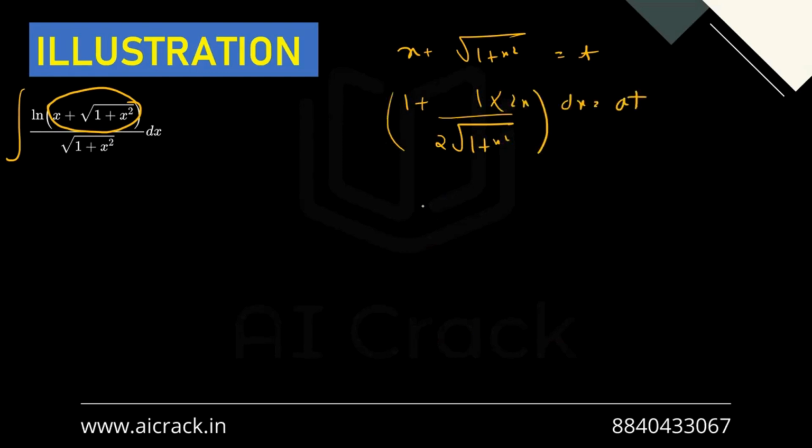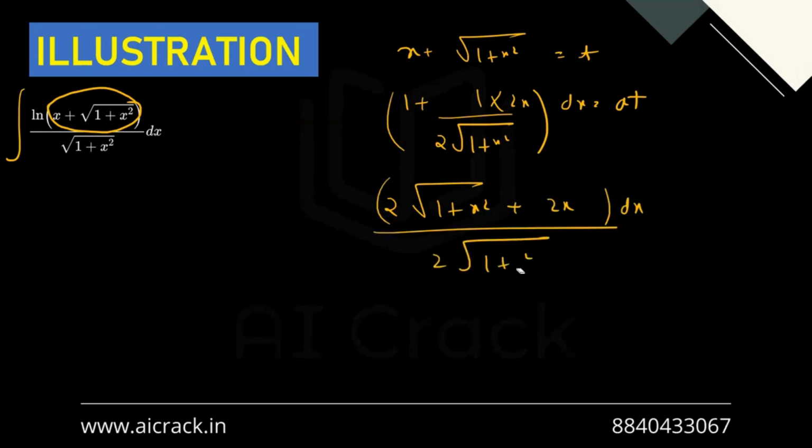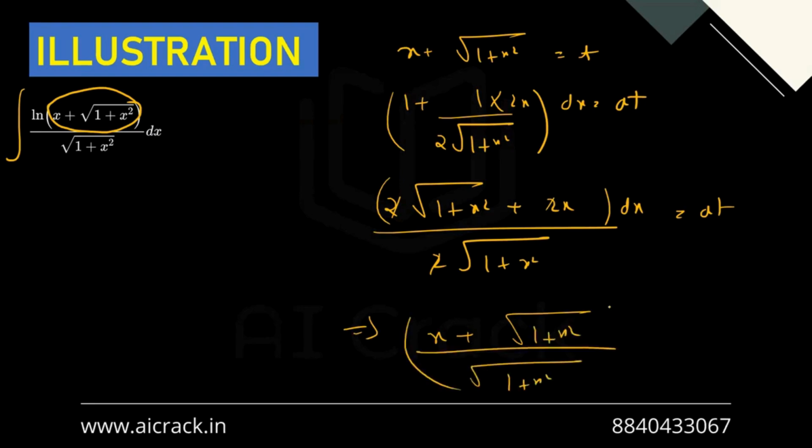So if you take the LCM over here, you'll be getting 2 times under root 1 plus x square plus 2x dx divided by 2 under root 1 plus x square equals dt, right? So this 2 is getting cancelled out. So eventually what we are getting is x plus under root 1 plus x square divided by under root 1 plus x square dx equals dt.